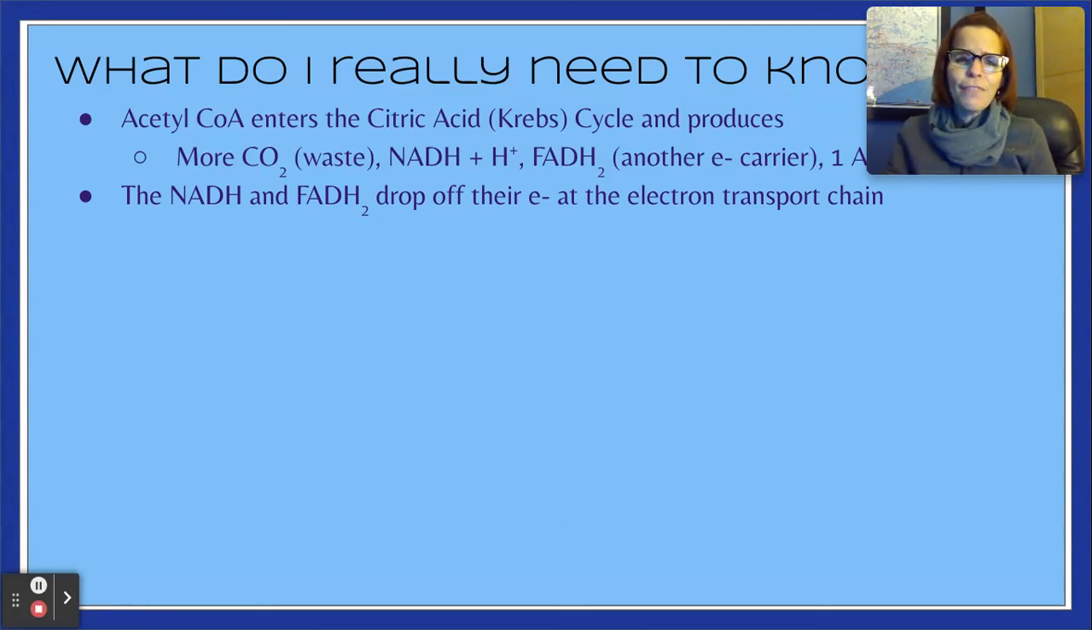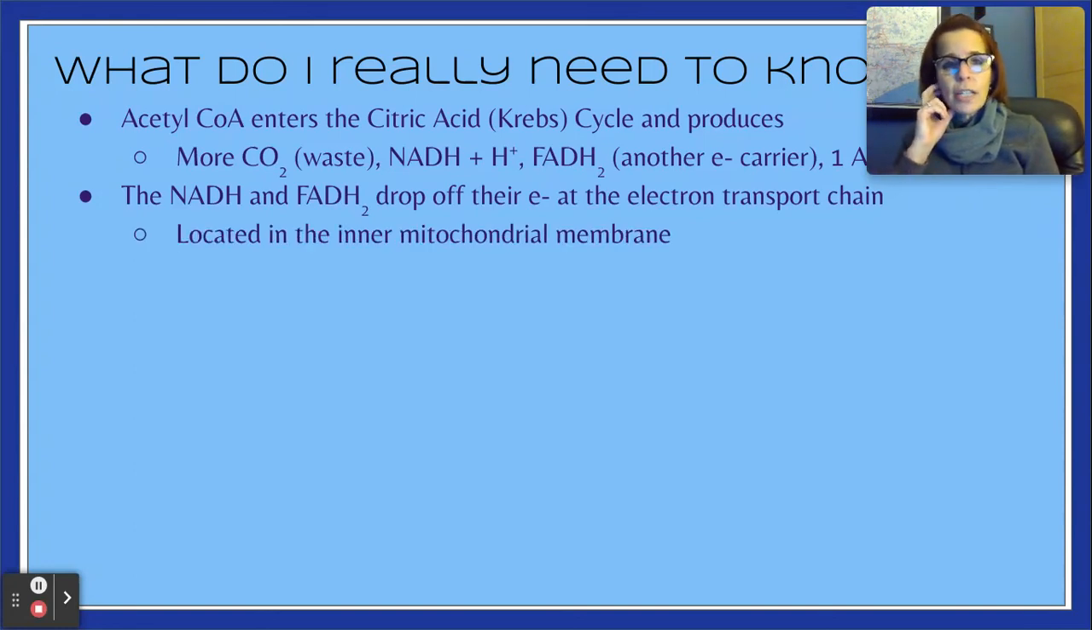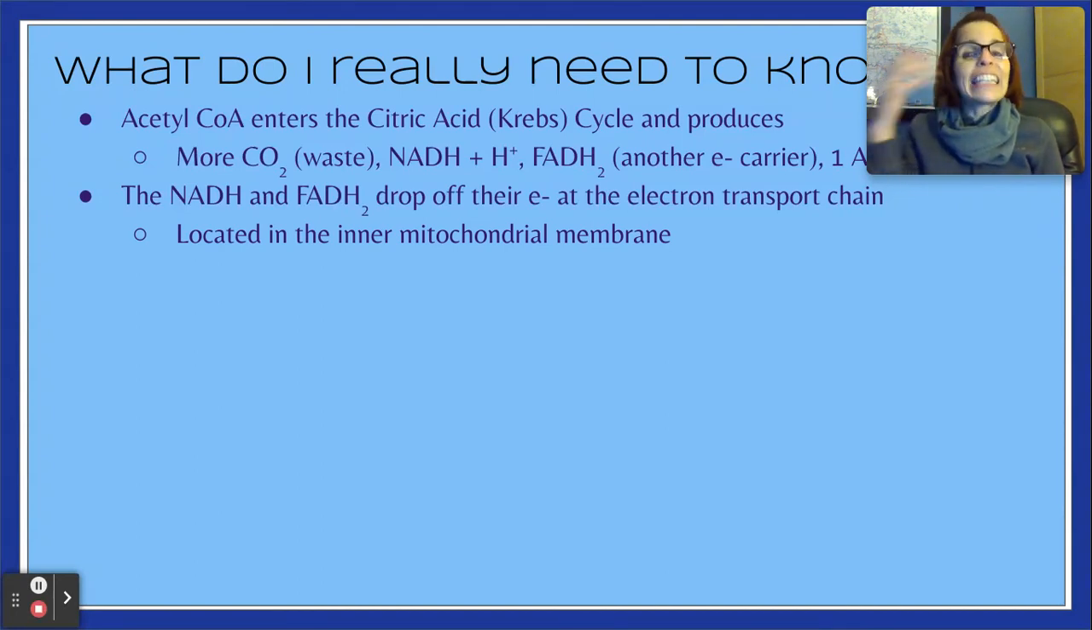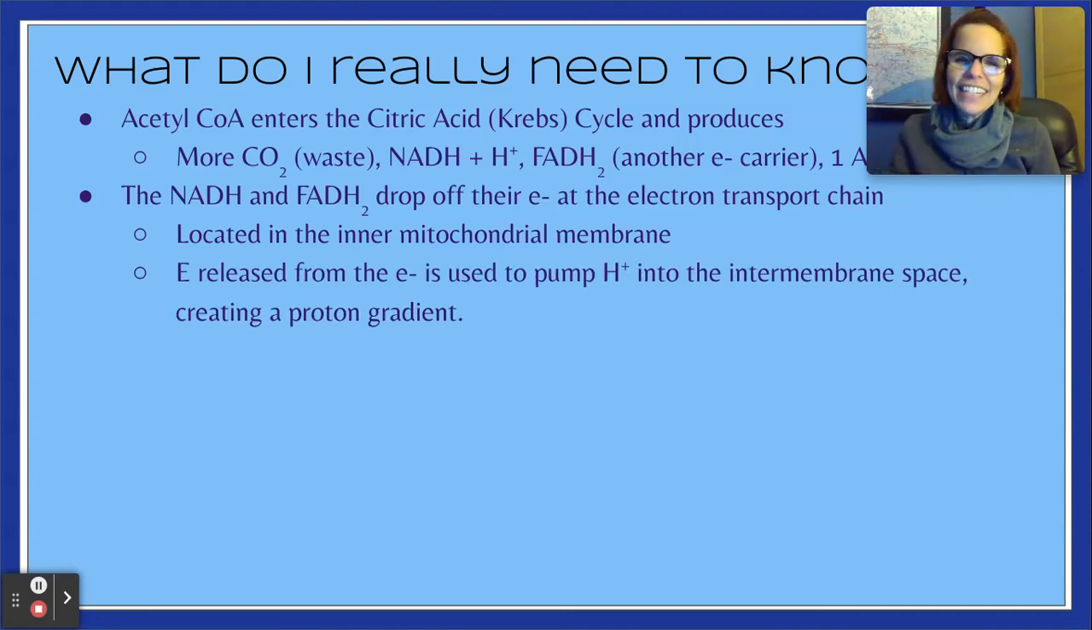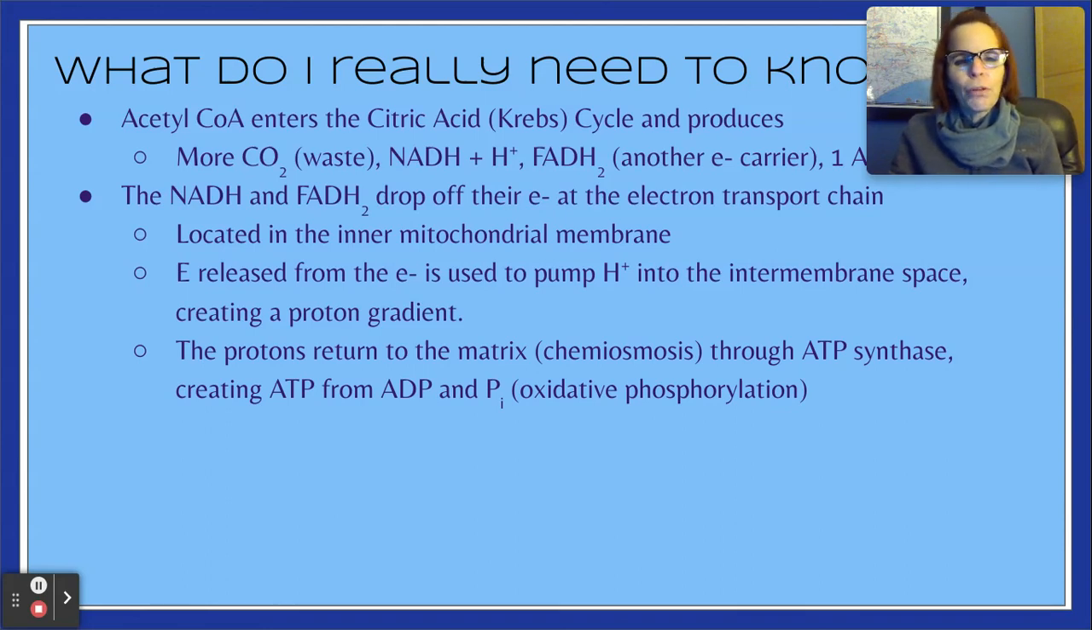The NADH and FADH2 then go to the cristae of the mitochondria, and they drop off their electrons in the electron transport chain. The energy that's stored in those electrons is reduced. That's the wrong word. I shouldn't say that. It is released. Reduced is a very specific term. And so the energy is released from the electrons, and it's used to pump the hydrogens into the intermembrane space, creating a proton gradient. The protons return to the matrix, that's called chemiosmosis, through ATP synthase, creating ATP from ADP and inorganic phosphate.